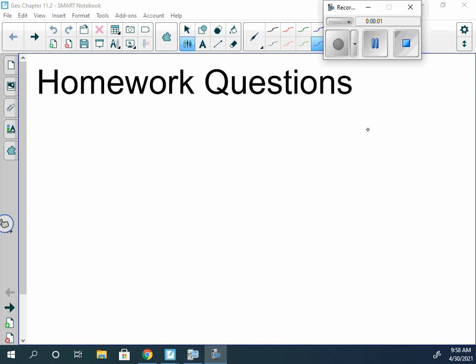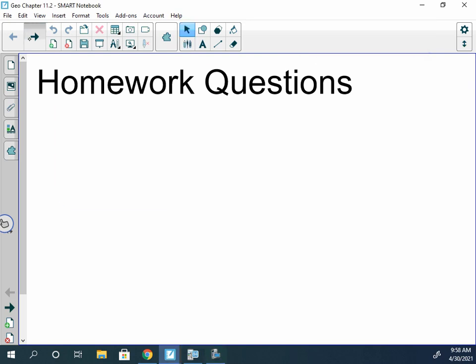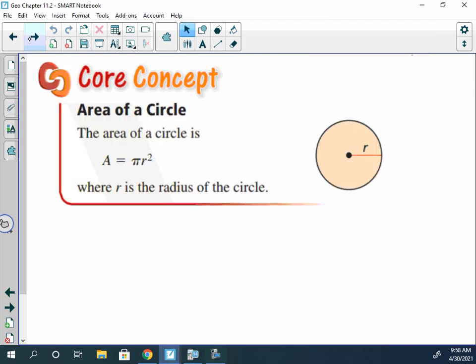Get started with 11.2. And what we're going to start off with is areas of circles, or the area of a circle.